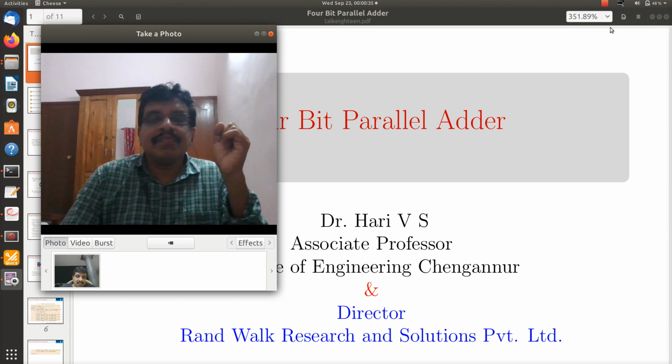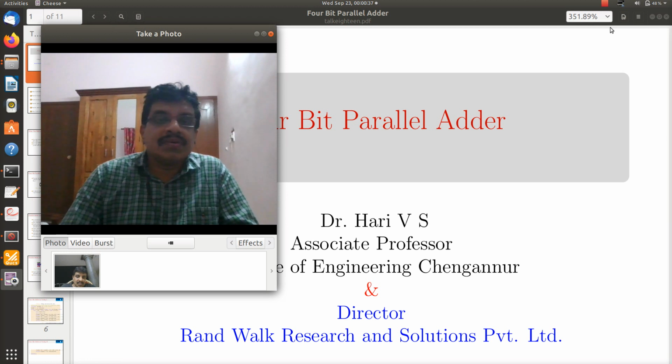Ladies and gentlemen, in the last class we covered the full adder block. We designed it and simulated it in QUCS, Verilog, etc. Now we are using that full adder block to make a 4-bit parallel adder in this session. So let me start with the presentation.